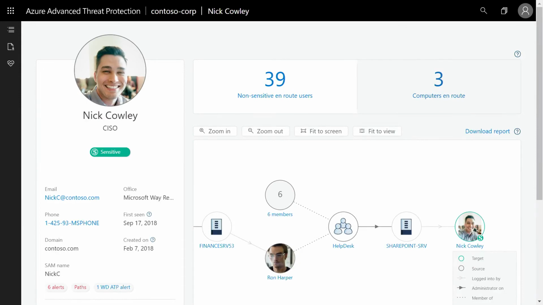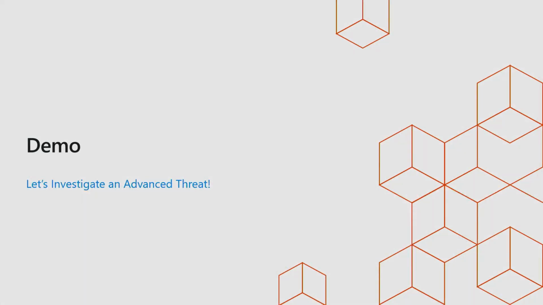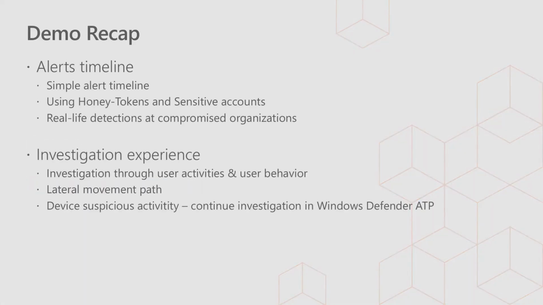So that's the very quick version of what the alerts do. All right, so we looked at the attack timeline, we talked about the honey tokens and sensitive accounts, we looked at things like the lateral movement path, as well as the ability to do investigation of devices with Windows Defender ATP.